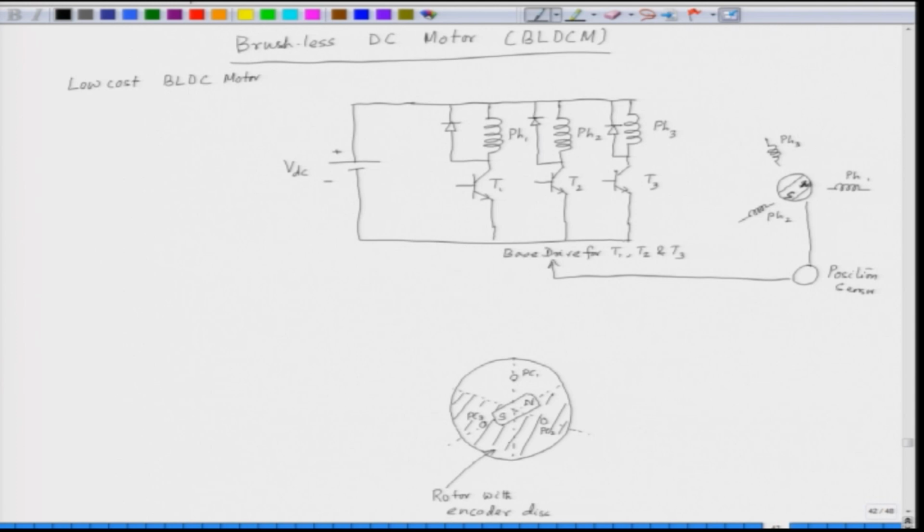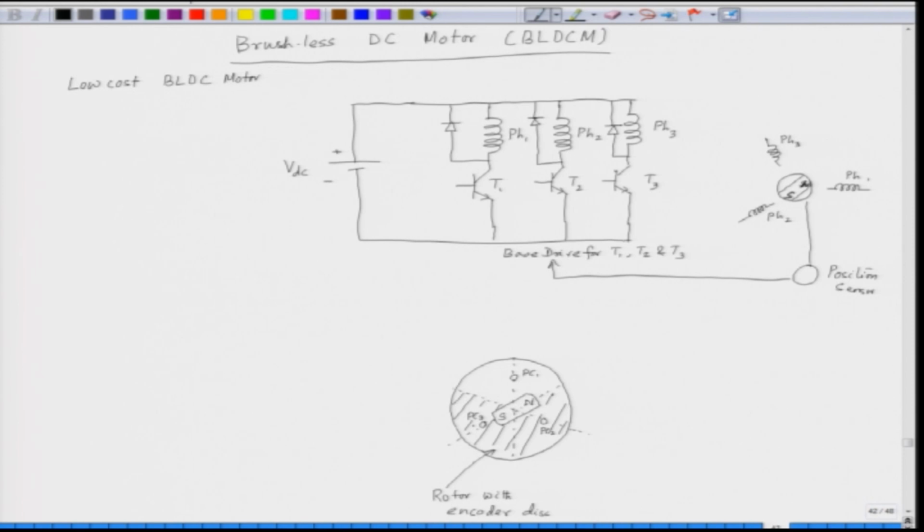So, we have 3 photocouplers PC1, PC2, PC3. Photocoupler means at one side we have a light emitting diode, on the other side we have a phototransistor. When there is a transparent region, the light passes through and the phototransistor receives the signal and gives an output equal to 1. And if the opaque region comes, the light is obstructed, the photocoupler output becomes equal to 0.